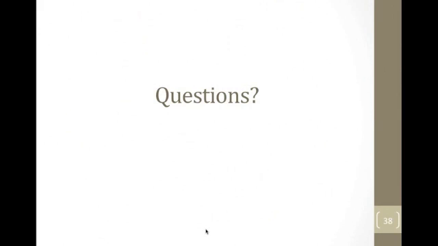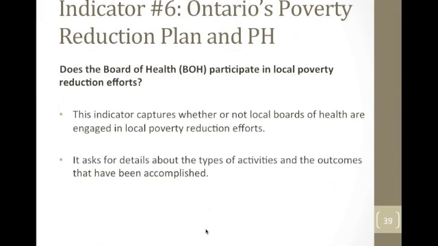So I'm not seeing any questions. I'm going to move on to the last indicator, indicator number 6. And this indicator relates to the current provincial poverty reduction plan.